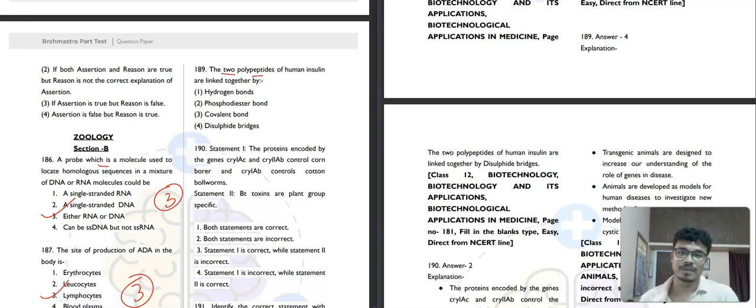The two polypeptides of human insulin are linked together by hydrogen bond, phosphodiester bond, covalent bond, or disulfide bridges. Tell me, what is the answer? Disulfide bridge, fourth option, right? So, fourth option is our correct answer.